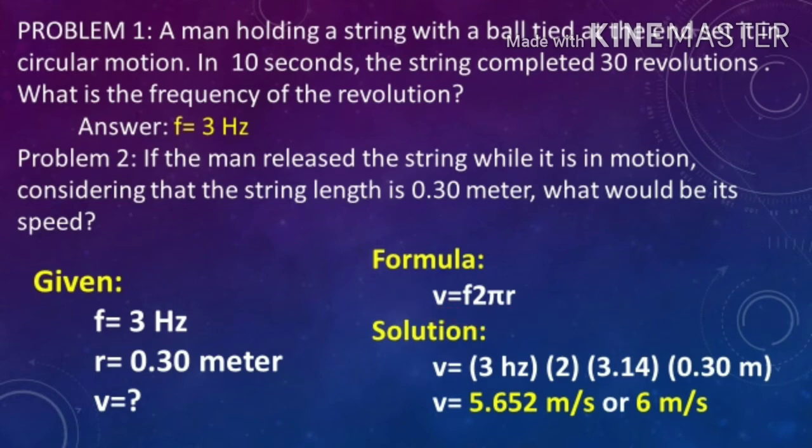In solution, substitute the given values to formula. V is equal to 3 Hertz, which is your frequency, times 2, times 3.14, which is the pi, times 0.30 meter, which is your radius. Multiply 3, 2, 3.14, 0.30. The answer would be 5.652 meter per second or 6 meter per second.